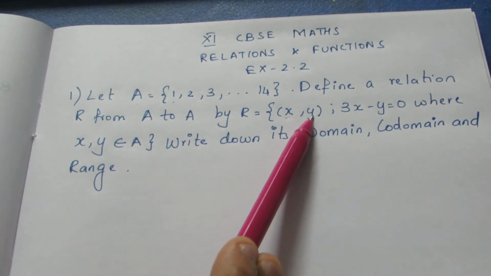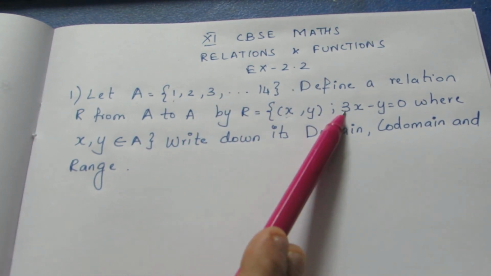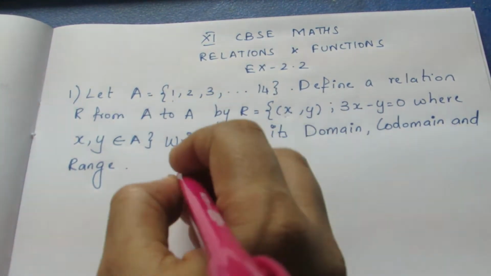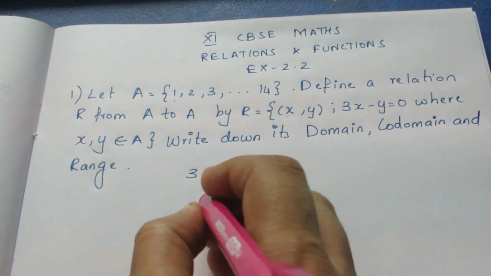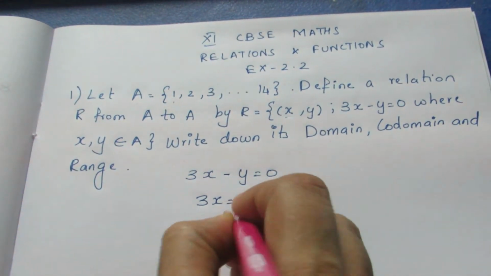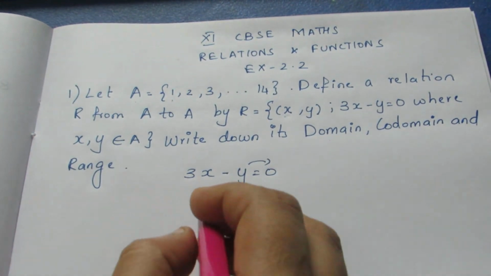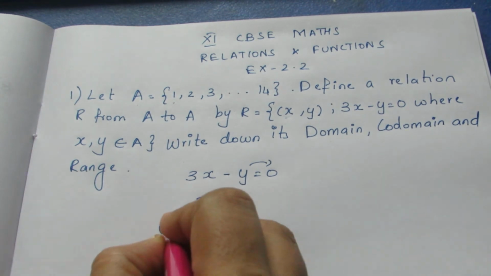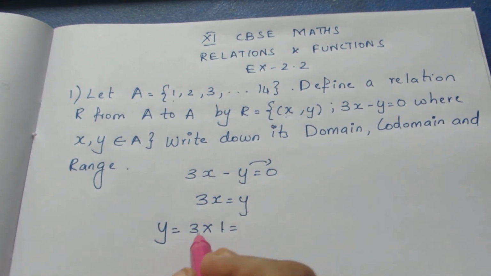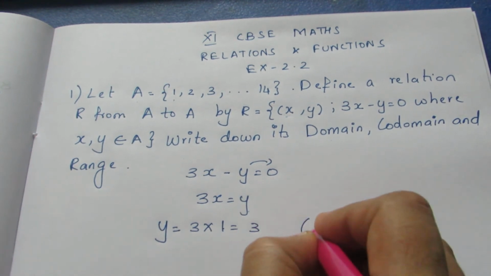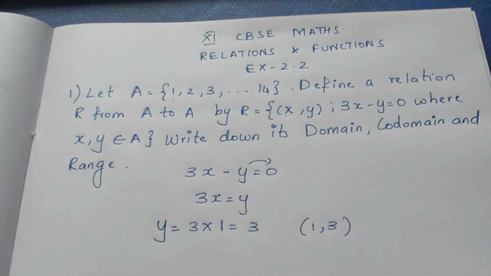For that we need to find y. Substitute the values of A for x, and we will find y. From the equation we know that 3x minus y is equal to 0. That means 3x is equal to y. When y goes to this side, it becomes plus y. So substitute the value of x. When x is equal to 1, y will be equal to 3. That is, when I substitute x as 1, I get y to be 3.